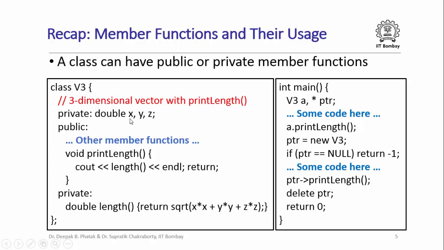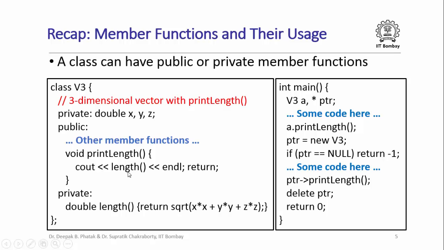So here we have three data members x, y, and z, all of type double and all of them private. We have the usual member functions which are public. These member functions were studied in an earlier lecture. And now here is the new member function printLength, which computes the Euclidean length of the vector and prints it.